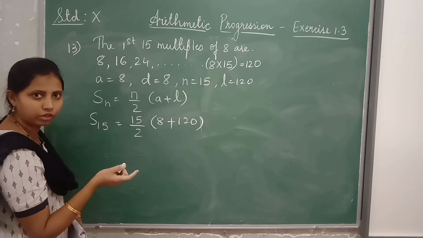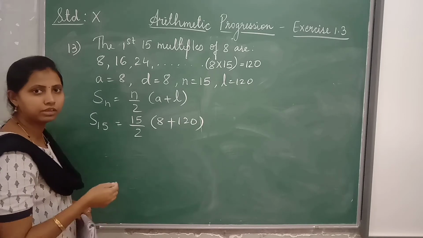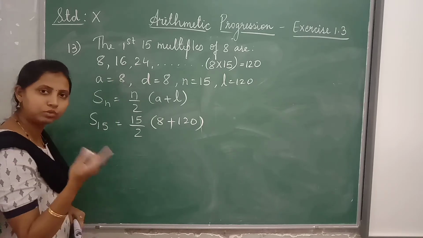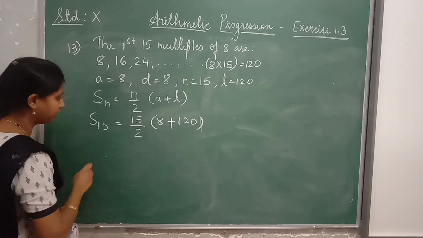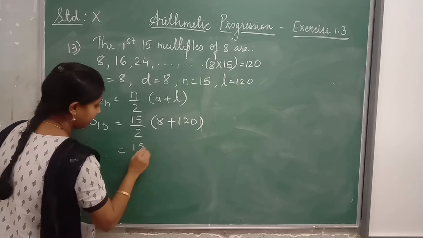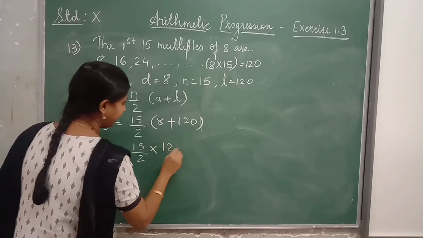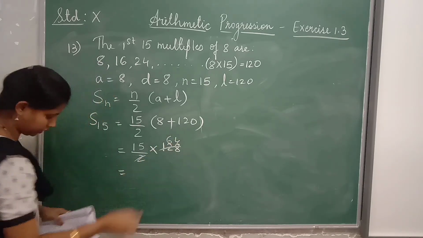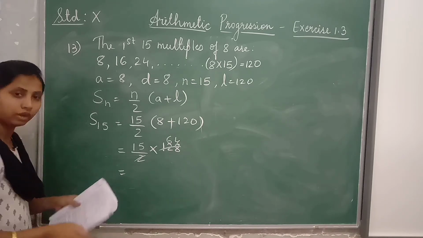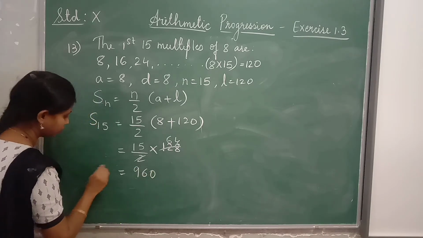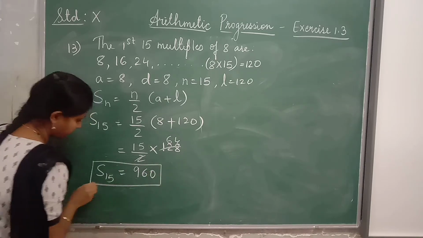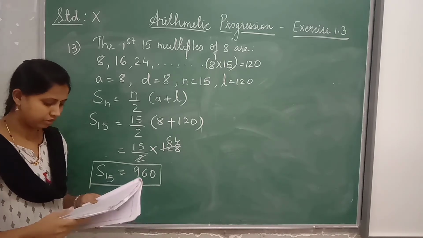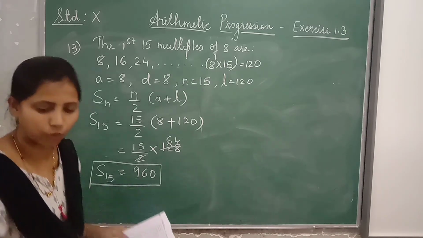You can use the other formula also: Sn equals n by 2 into (2A plus (n minus 1) into D). That formula also can be used. D is known, n is known, the first term is known. You can use that formula or this formula, both are correct. So now 15 by 2 into (8 plus 120), which is 128. So you can cancel, 15 into 64. So 15 into 64 gives you 960. So the sum of the first 15 multiples of 8 is 960. Okay children? Yes. Now let's see the next one.